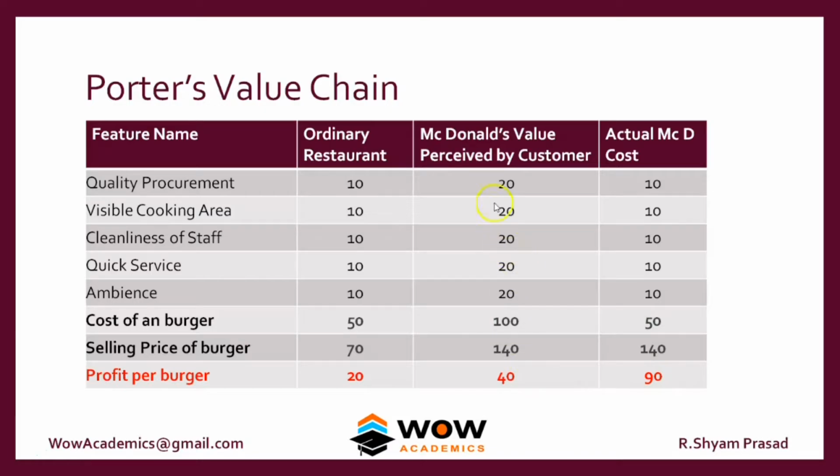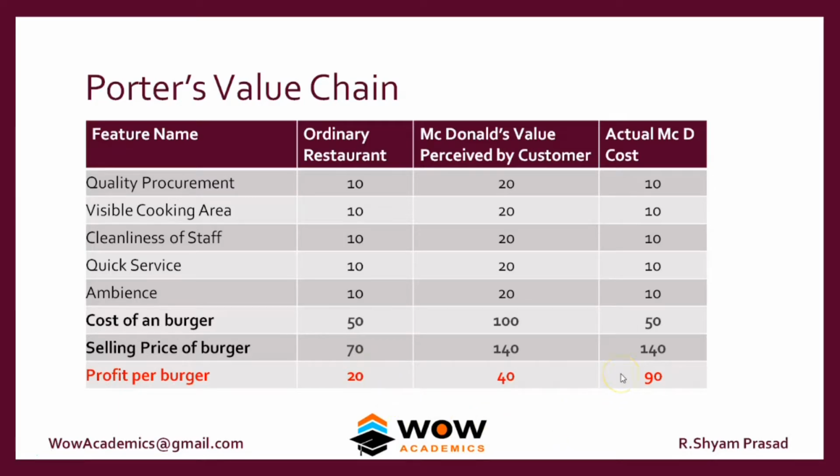So the logic is this amount the customer is willing to pay, okay. So that comes to 100. The company can easily sell at 140, but their actual cost is only 50. So the profit that the company makes is 90. So can you compare this? McD's profit when compared to an ordinary food outlet profit is hugely different.